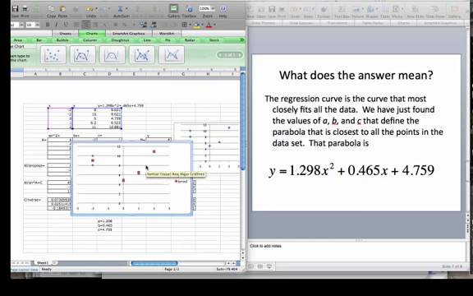Okay, well look, these points are fitting pretty closely, and this one is as close as it can get to both of those. So this equation is the parabola going through these red points that gets closest to the points which I originally had.